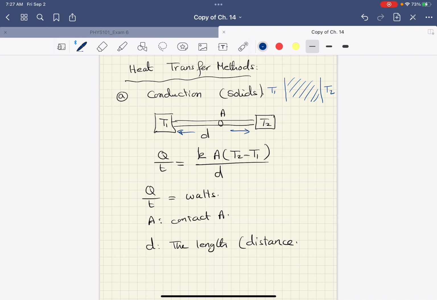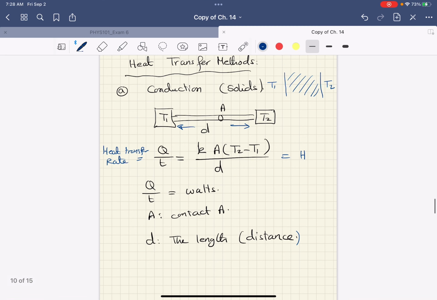Okay, Q over t is the heat transfer rate, because it is divided by time. Sometimes we call this variable h in some of the textbooks. It equals k, here a constant called conductivity, times A, the contact area, times T2 minus T1, the difference between the two temperatures, divided by D, the length or the distance or the thickness of that material.